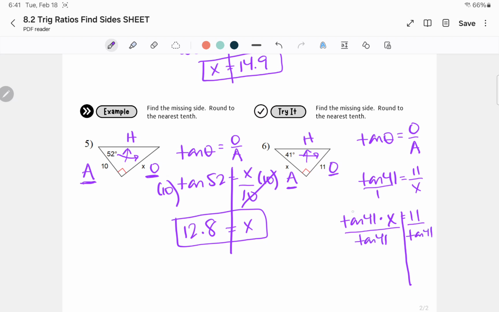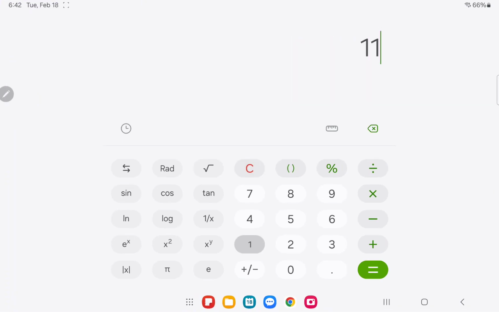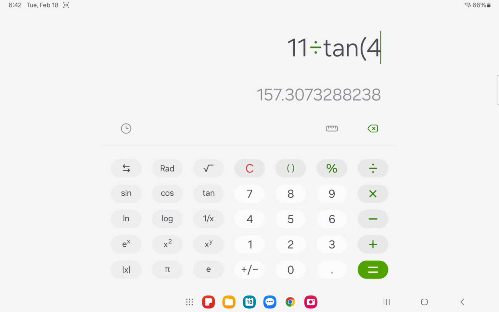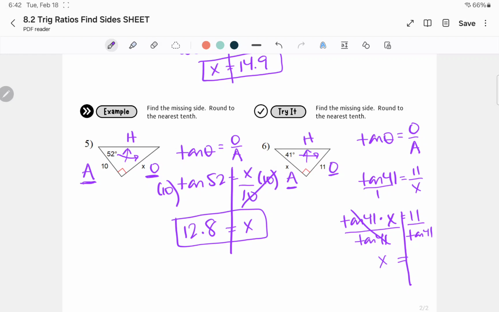Whenever we are solving for X, we say, okay, what's happening with X? It's being multiplied by something. The opposite is dividing by that something. So that gets us X by itself over here. Okay, and then we're putting in our calculator 11 divided by tangent of 41. Whoops, 41, there we go. And then this rounds to, right, this 5 makes the 6 go up to 7, so 12.7. Here, I'm going to put it over here.